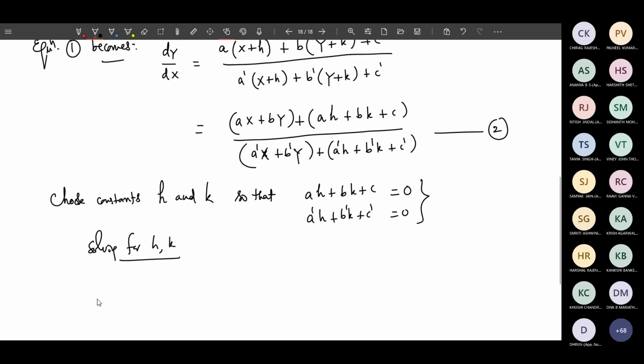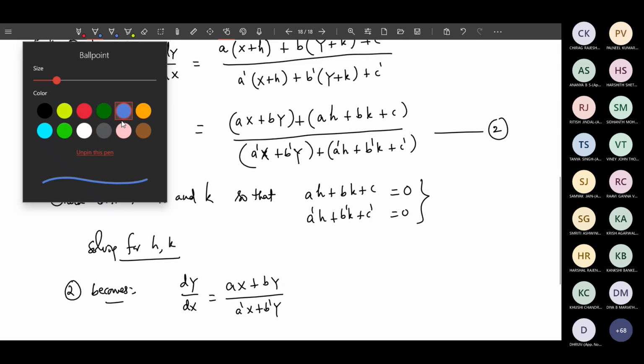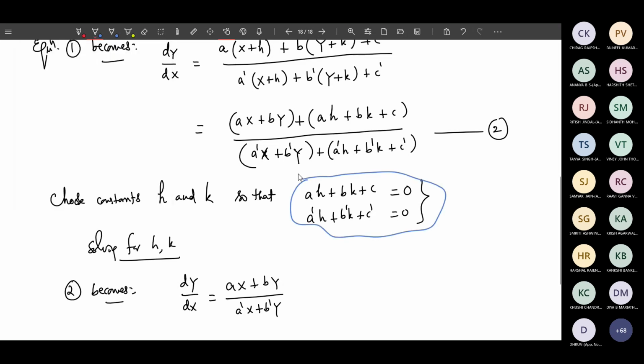Therefore, equation 2 becomes, in this case, with these two assumed 0, dy by dx equal to just ax plus by by a dash x plus b dash y, because you are assuming h and k satisfy these two being 0. That is called the intersecting point of these linear curves. Once you get this, it is a homogeneous form, homogeneous in capital X and capital Y, not small x, small y.